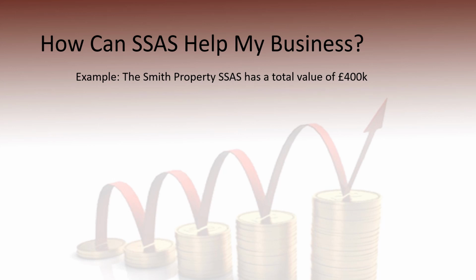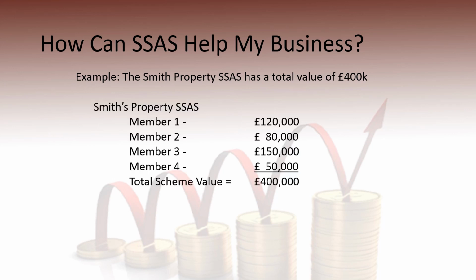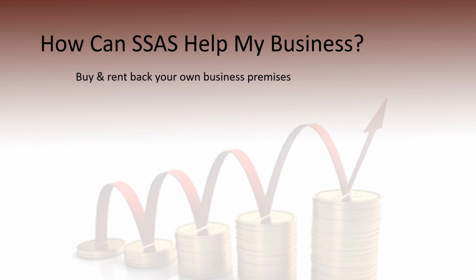Well, let's take an example of a SSAS connected to a property company. These are property-based examples. So Smith's Property has a SSAS total of 400k. It's got 4 members. They all have different pot sizes, but the total scheme value comes to 400,000. One of the traditional ways you can use a SSAS is to buy your business premises and rent it from your SSAS to your company.